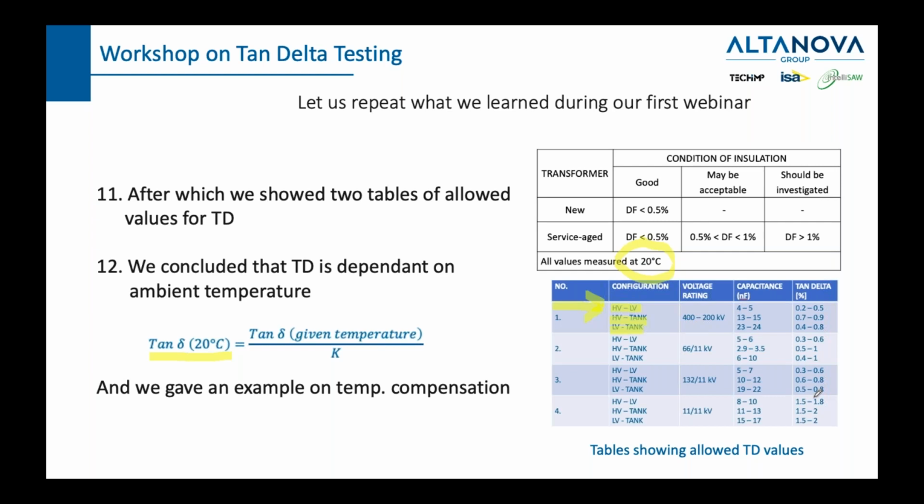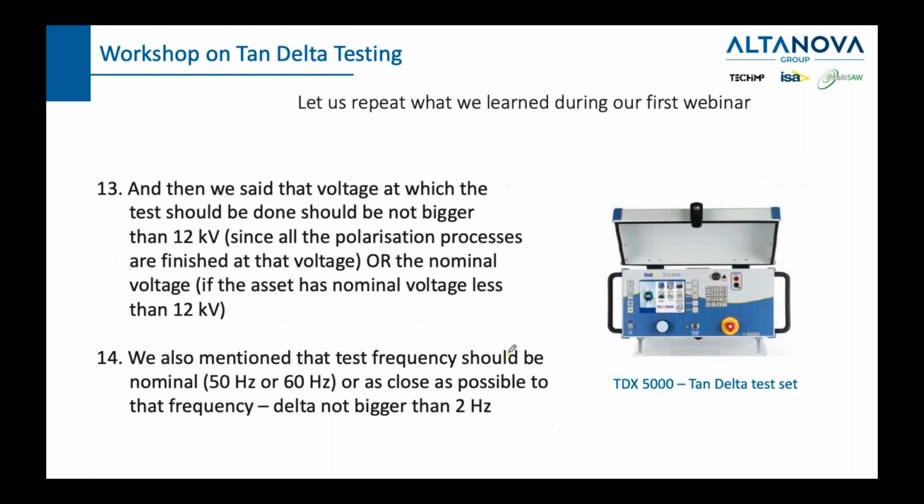Now, after that, what we've done, we have said that the testing voltage should not be bigger than 12 kilovolts, since all the polarization processes are finished at that voltage. So even if you go with a higher voltage, it won't change the result, or the nominal voltage, which means that if you have a 10 kV to 0.4 kV transformer, you are not expected to do a test at 12 kilovolts, which might compromise your insulation.